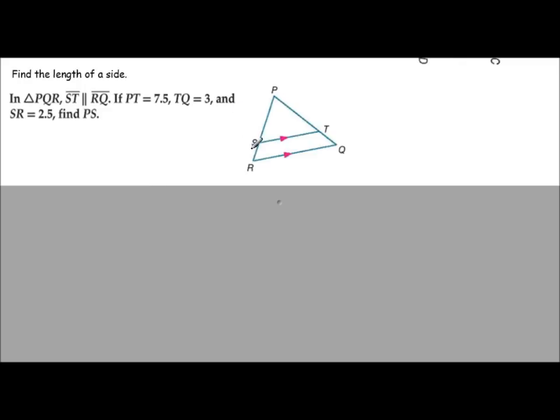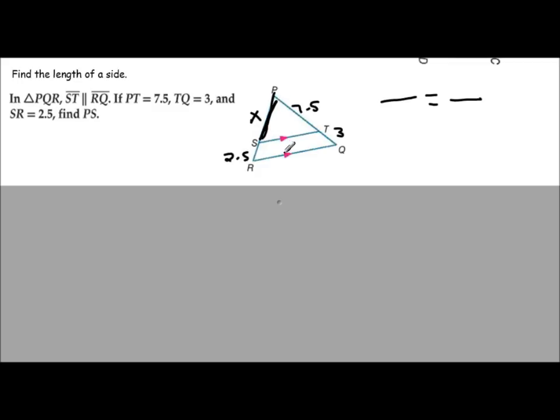So if we're shown that a segment is parallel to another segment in a triangle, then we can use that information to set up proportions to solve for missing lengths. So in this problem it says that in triangle PQR, ST is parallel to RQ, which is seen with these arrows. Then it tells us PT is 7.5, TQ is 3, SR is 2.5, and we want to find PS. So I'm going to call this X.